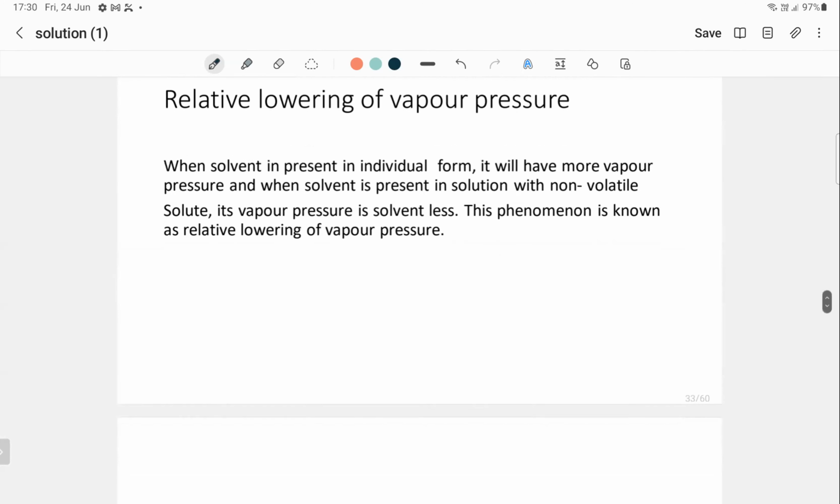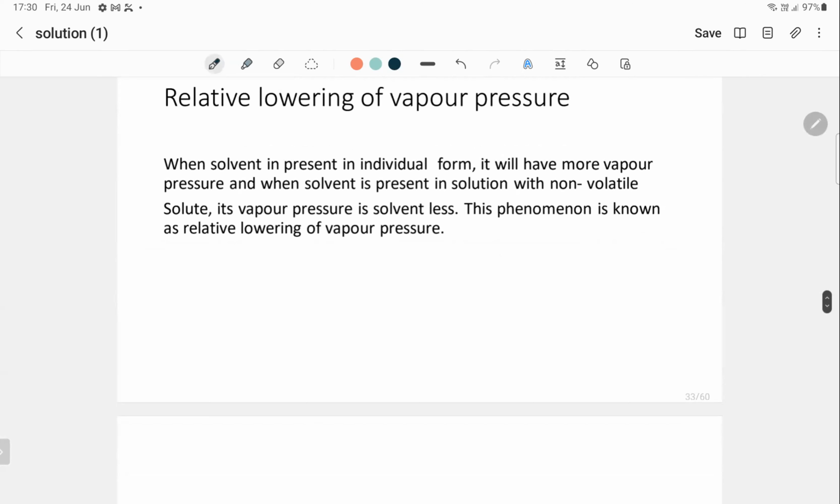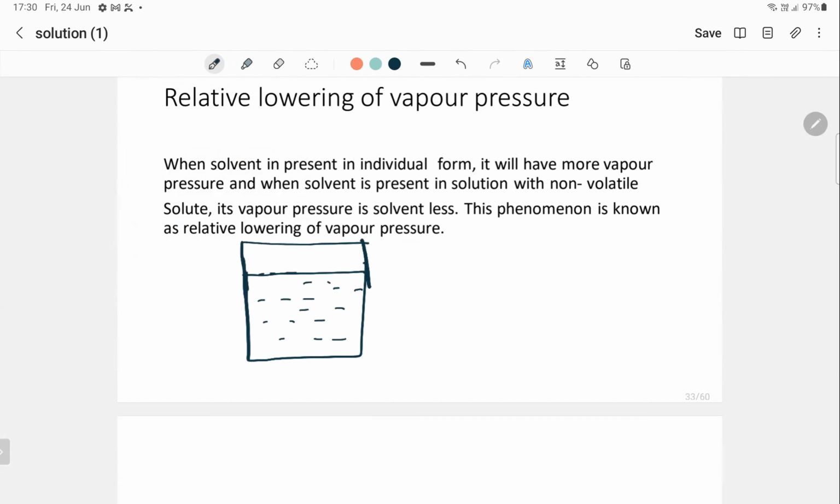See, initially, take a chamber. In this chamber, I'm dropping a pure solvent. Only solvent is present in this chamber. So if there is only solvent, what are the vapors? More number of vapors will be there. More number of vapors will be there, and its vapor pressure is also more. Only pure solvent is present here. P naught A is present here.